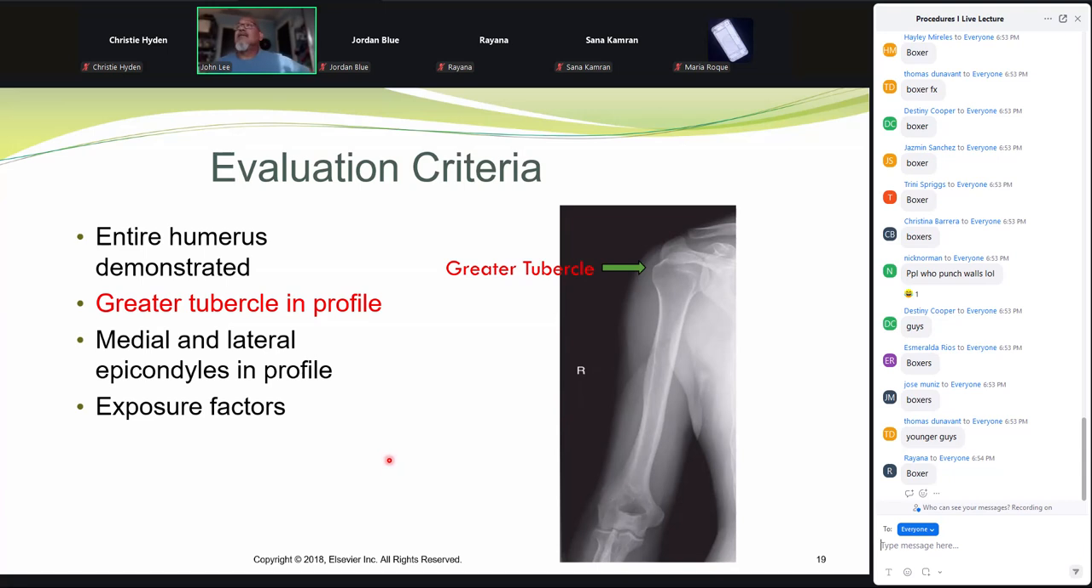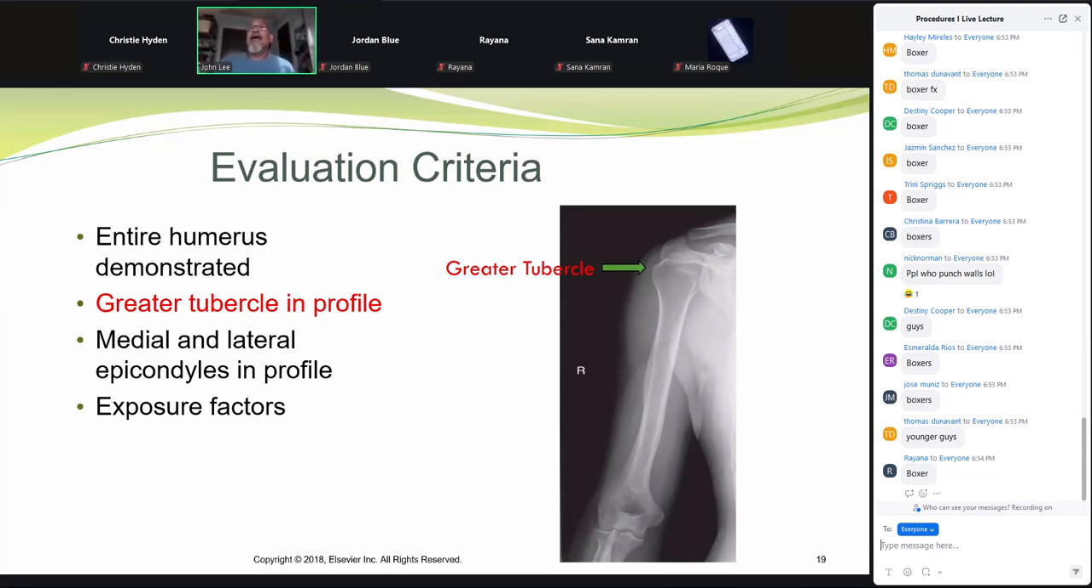Evaluating images. Make sure you're able to know and identify different parts of anatomy. Now, for an AP humerus, or what we would term an external rotation, the greater tubercle is going to be in profile. If we put an imaginary line through the epicondyles here, that would be parallel to the IR, perfectly perpendicular to the central ray.